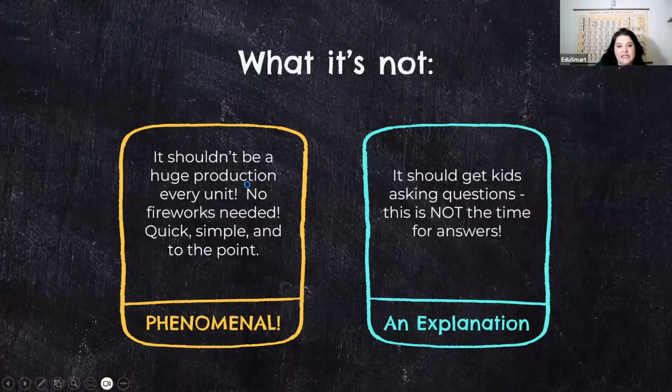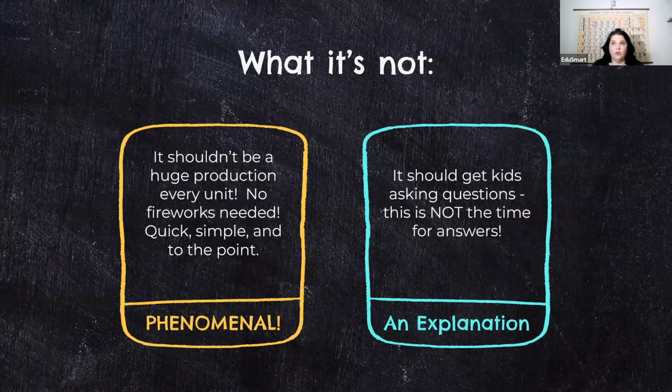So examples of this. Oh, wait, let's cover what it's not. When doing an anchoring phenomenon, we need to be careful to know it's not necessarily phenomenal. It can be something small. We're really changing the meaning of this word just a little bit. When we say phenomenon, we're talking about something that happens in the real world that can be observed, an observable event. Okay, that does not have to be something huge, fireworks every time.